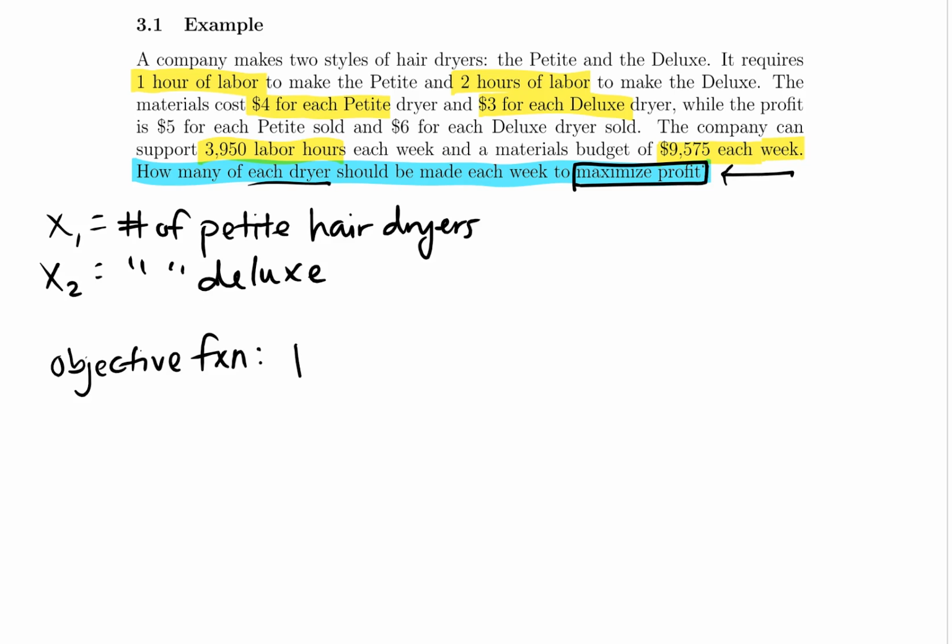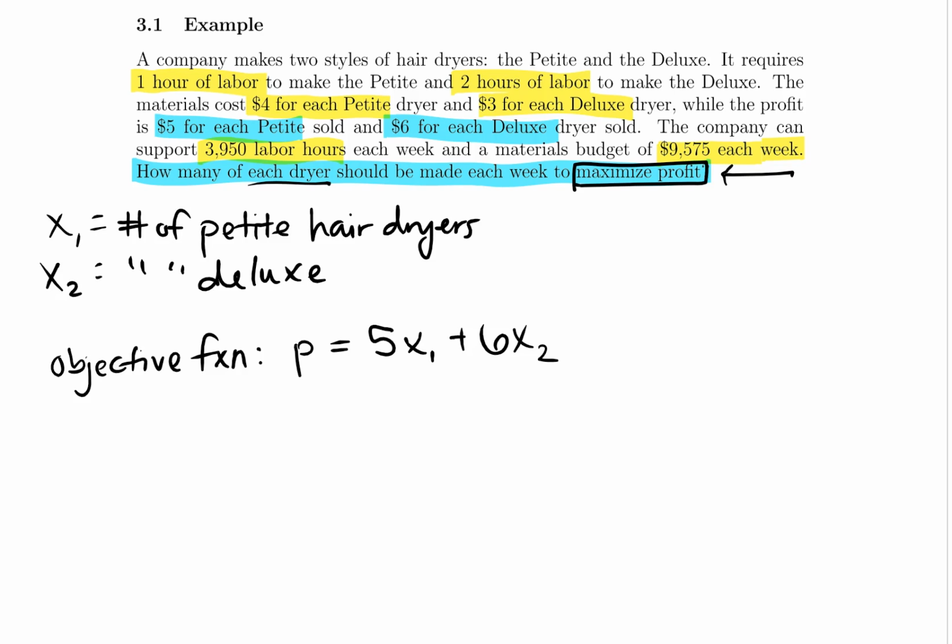Our objective function, P for profit, is going to be the profit that we get for each petite hairdryer plus the profit that we get for each deluxe hairdryer. Now the profit was given to us in the problem. I'll go ahead and do it in blue. We said the profit was $5 for the petite and $6 for the deluxe. And so I get $5 for every petite hairdryer sold, plus the $6 that we get in profit for every deluxe hairdryer sold.